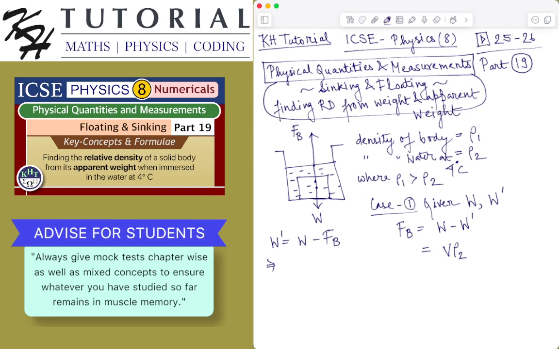Rho 2 is nothing but the density of the water at 4 degrees centigrade, which we know is 1. This is the mass of the displaced liquid. This much gram force. So the mass of the displaced liquid, or the mass of V volume of water at 4 degrees centigrade, is V rho 2. Okay. Now, what is W?